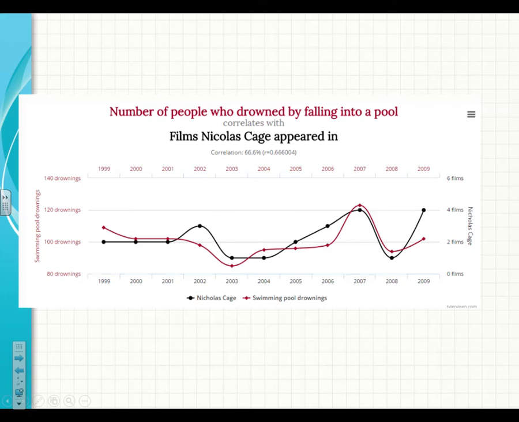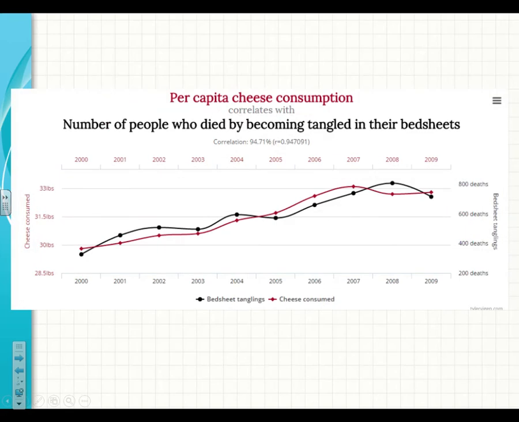So does Nicolas Cage need to stop appearing in films? Maybe, but that doesn't mean that it will reduce the number of deaths by drowning. There is some kind of intervening variable, or it could just be at random. One thing doesn't cause the other, they just have some kind of relationship.